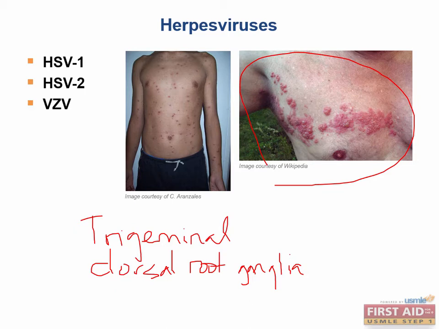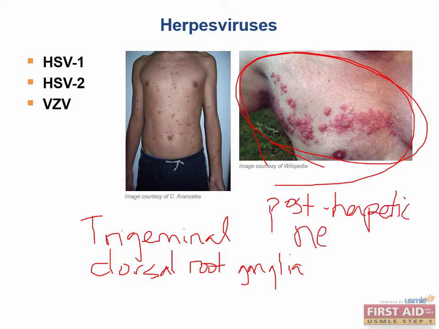Shingles is a very painful lesion when you have the rash, and it can also be painful after the vesicles have resolved. Let me say that again. Shingles is very painful when you have the rash, and it can also be painful even after these vesicles resolve. This is what is called post-herpetic neuralgia.